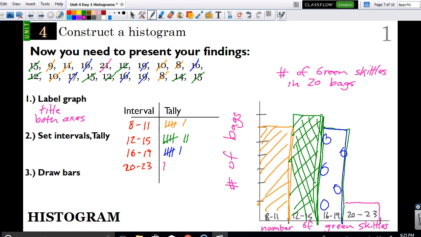And there you have it. Another thing to be careful of is that the number line should start at 0, and notice I started at 8. So I'm going to put a little broken line there to say that I had to jump from 0 to 8 pretty quickly. And so then I have a histogram. This is called a histogram, also known as a bar graph. You can see that most commonly there were 12 to 15 green Skittles in a bag, and every once in a while you got a bag with a lot of green Skittles.